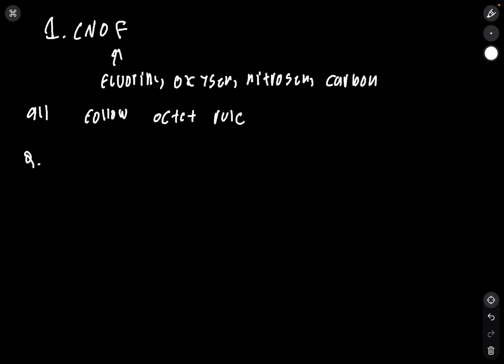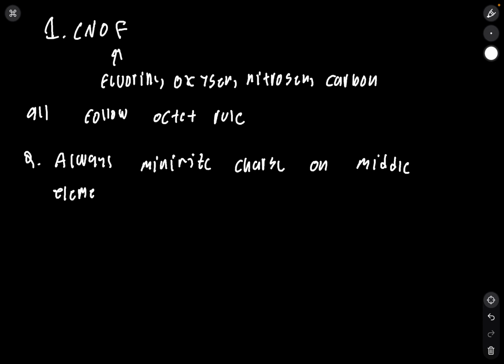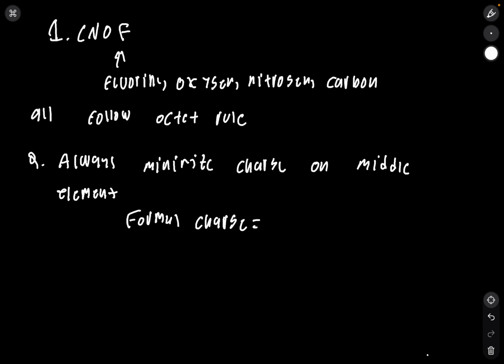Rule number 2: always minimize the charge on the middle elements. And you'll see what I mean. We're going to be using an equation called the formal charge equation, which is essentially the total number of valence electrons minus the bonds minus the number of lone pairs it has.